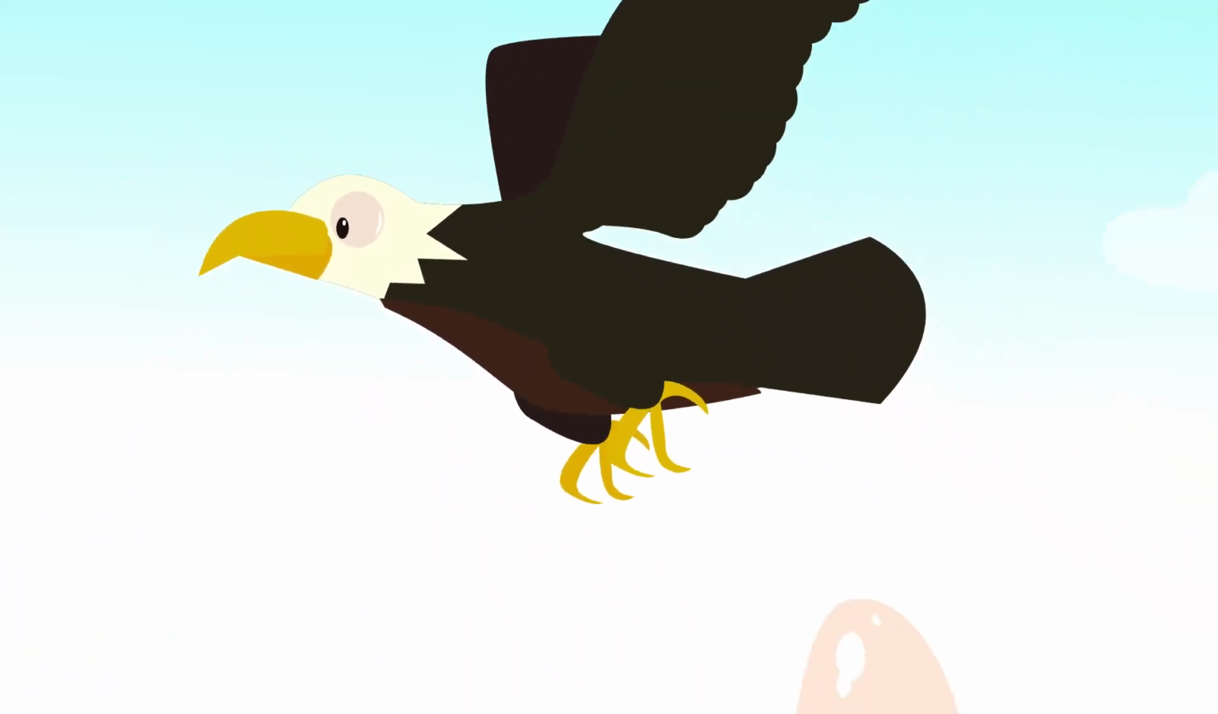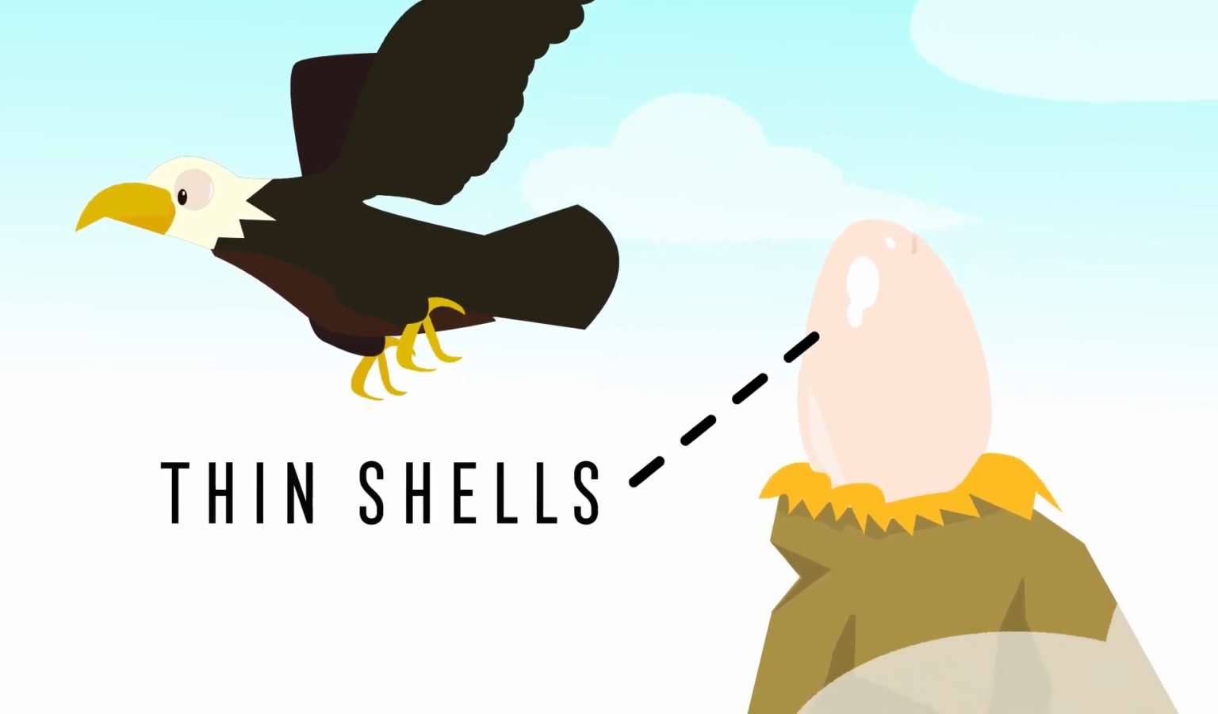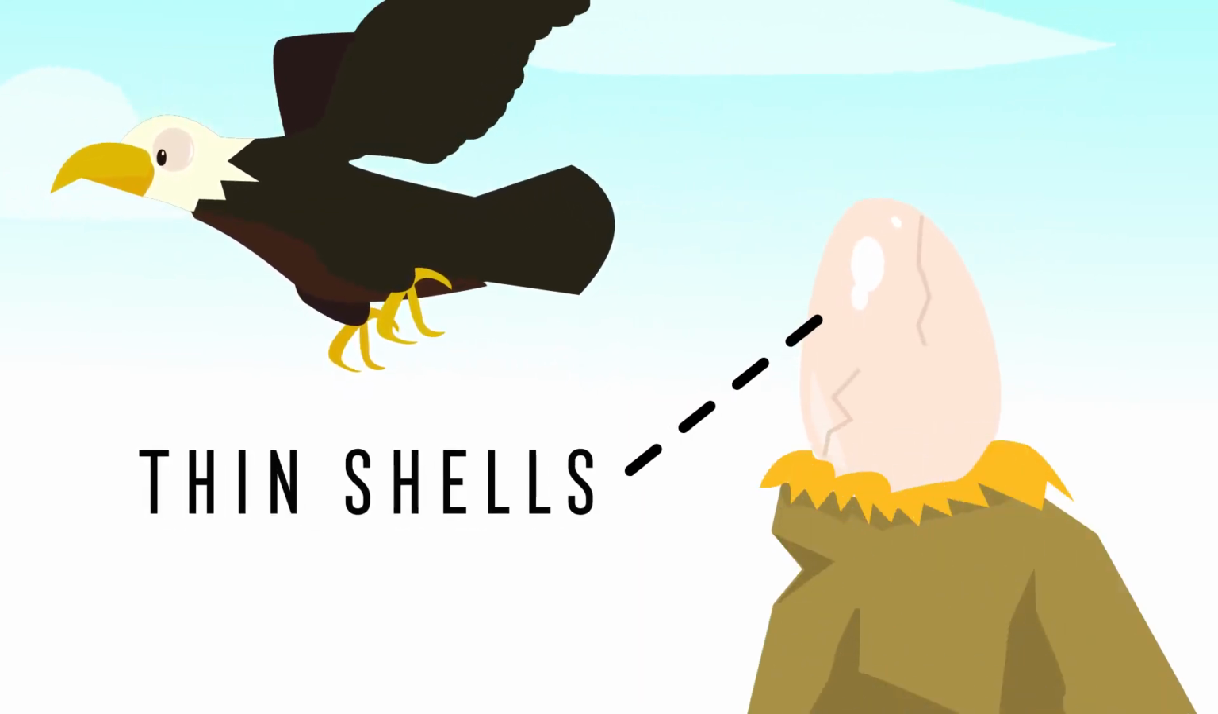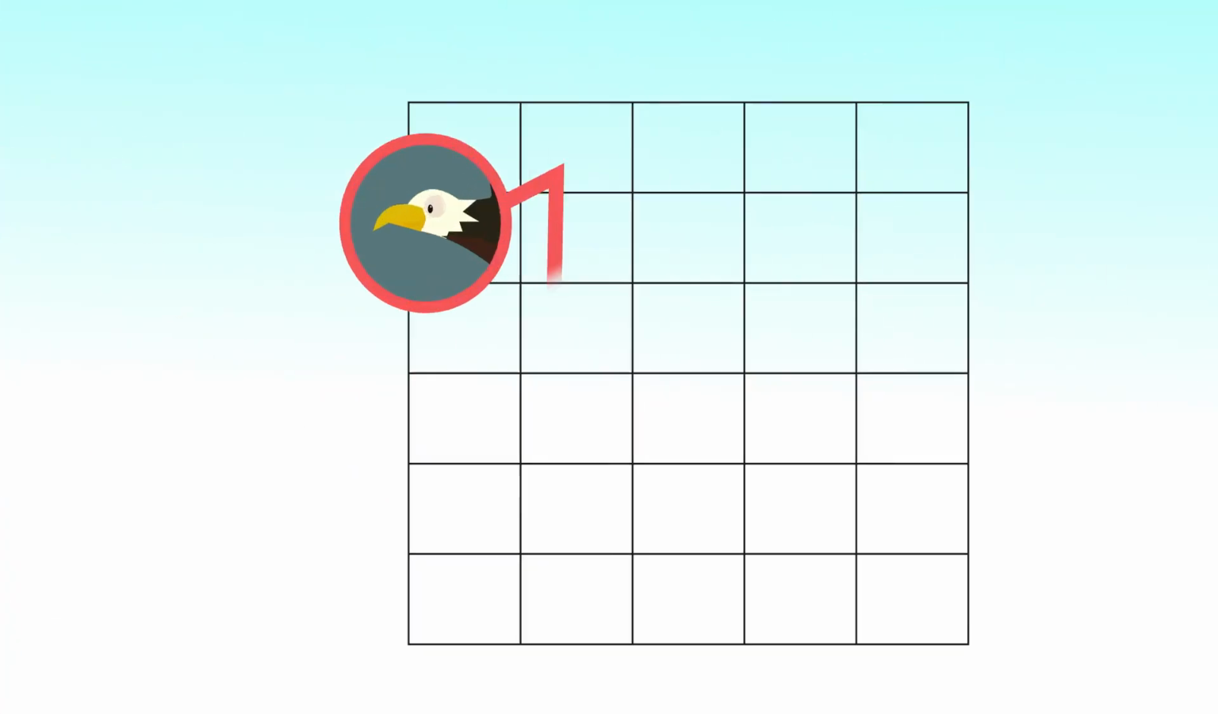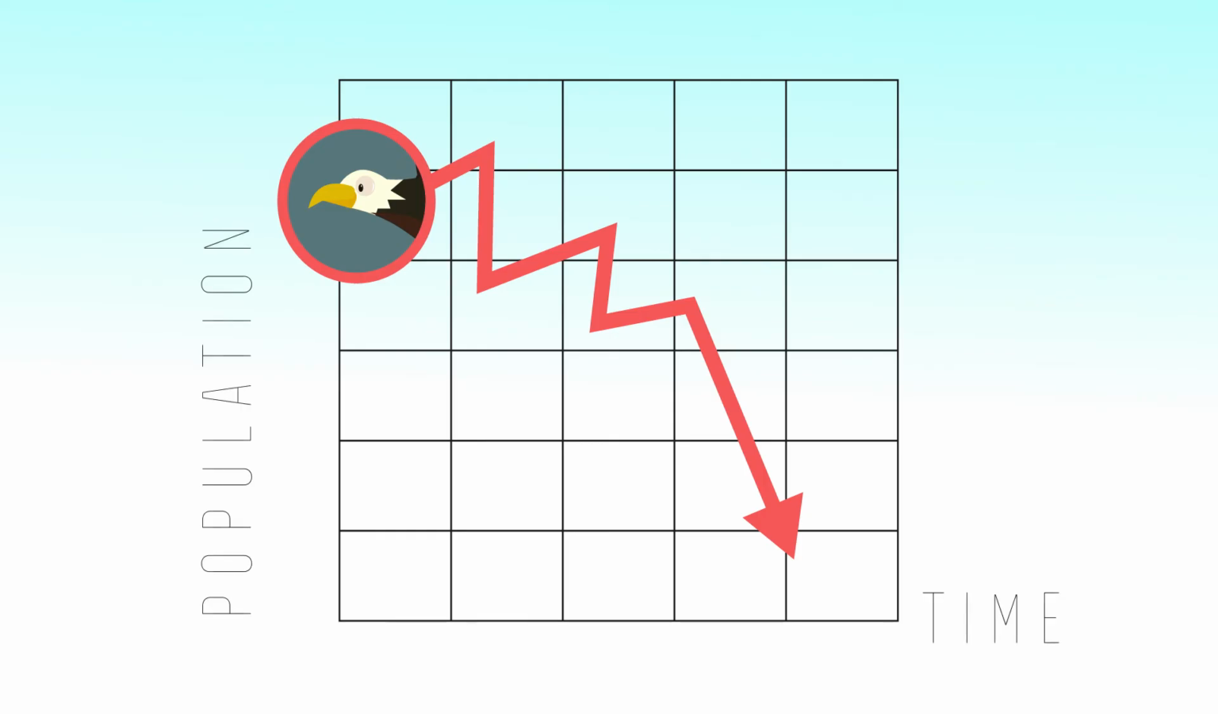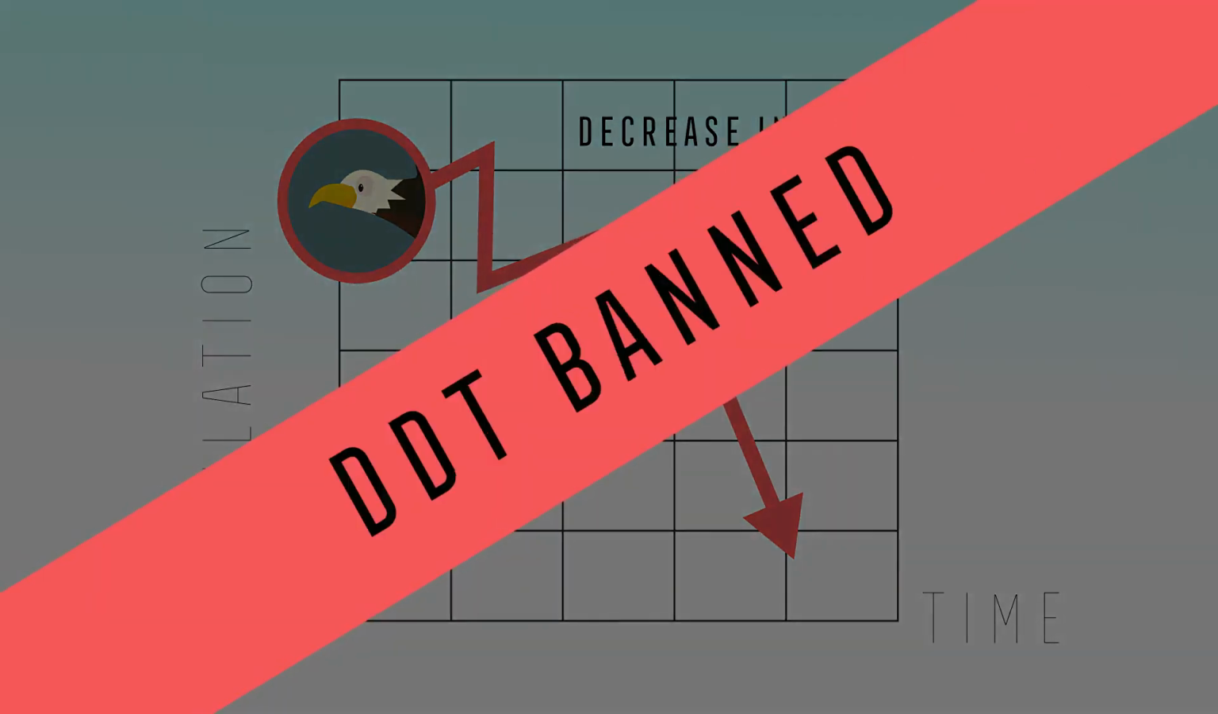It caused them to lay eggs with thin shells that broke easily when the birds incubated them. This led to a fall in the birth rate of birds of prey and a massive decrease in their populations. The use of DDT was eventually banned as a result.